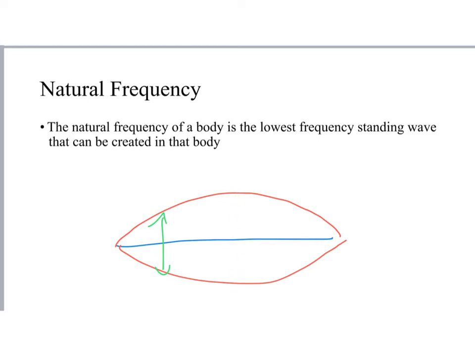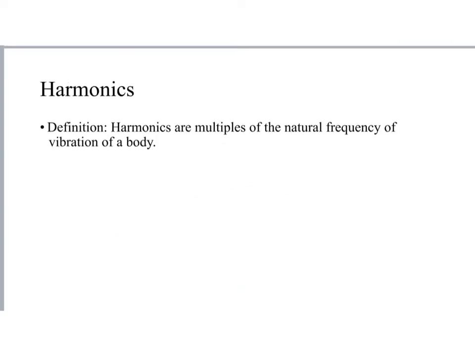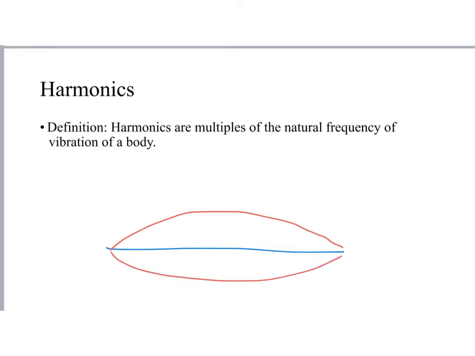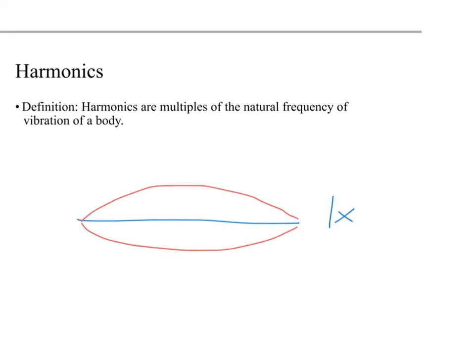So now applying that idea to harmonics. A harmonic is a multiple of the natural frequency of the vibration of a body. So if we go back to looking at our example of a string, we said that this is our fundamental frequency or our natural frequency. So if this is 1 times our fundamental frequency, then this must be a harmonic, because 1 is a multiple of a number.